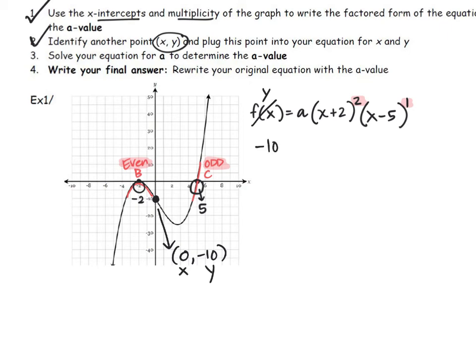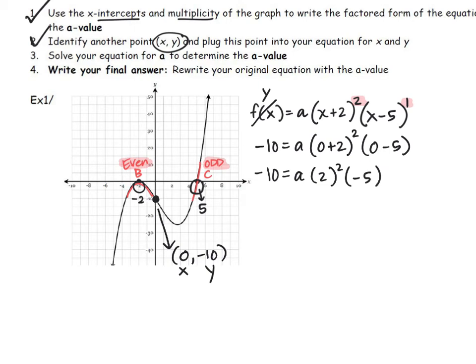So I get -10 equals a. I'm replacing x with 0. 0 plus 2 squared, 0 minus 5 to the first power. I can just leave that 1 off. Okay, -10 equals a. 0 plus 2, that's 2 squared. And 0 minus 5 is -5. -10 equals a. 2 squared is 4 times -5.